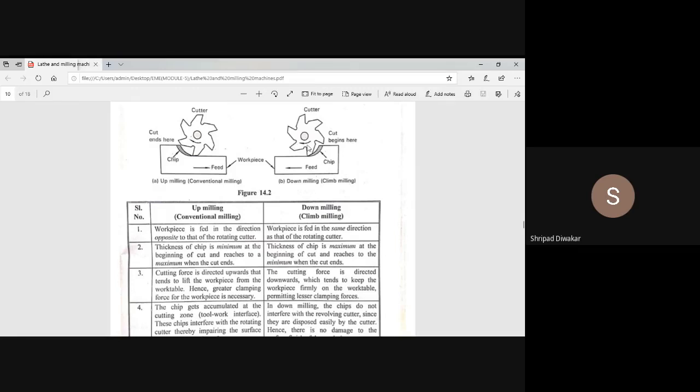And here in the down milling, the milling cutter rotates in the same direction as that of the workpiece. This is the first difference.